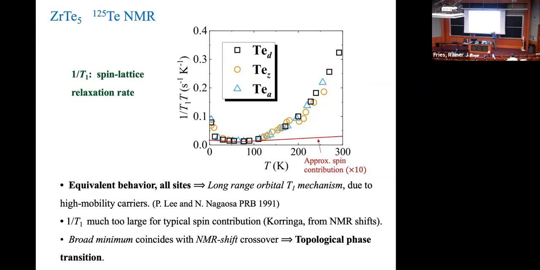It actually was shown, this is Patrick Lee and Gor'kov, in the early 90s, that there is a singularity or a singular behavior for interaction with orbital interactions with electrons for the case where the carriers are very high mobility. And this is what we have. So the Dirac system has high mobility carriers, and that's the source of the large relaxation rate. Okay, and the broad minimum corresponds then to a topological phase transition.